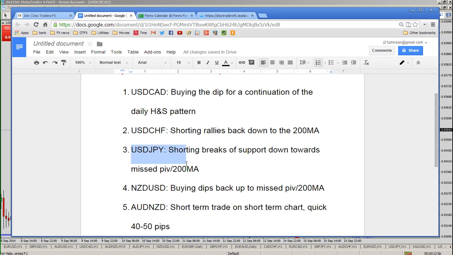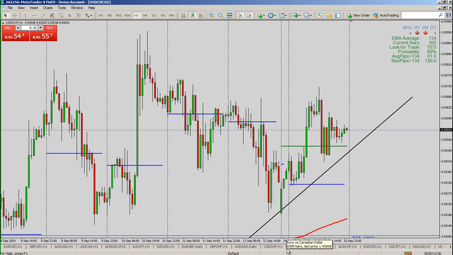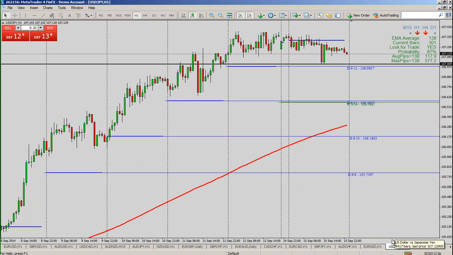I like the dollar yen quite a bit. So shorting the breaks of support down to the weekly pivots and 200 moving averages, and that's what I'm looking at on the dollar yen.